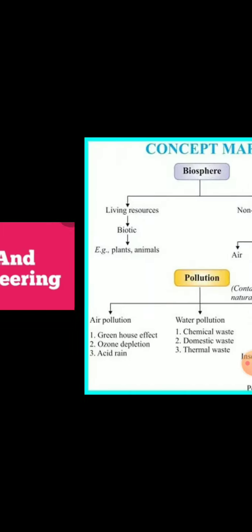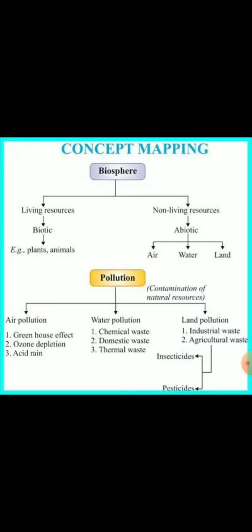What is an air pollutant? It's a material or a substance which creates air pollution, in the form of liquid, gas, or solid. So that is called an air pollutant. Our first concept is the structure and composition of the atmosphere.